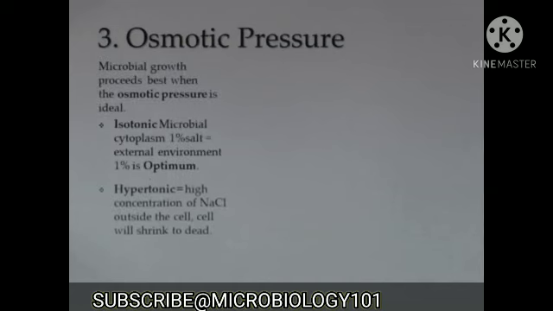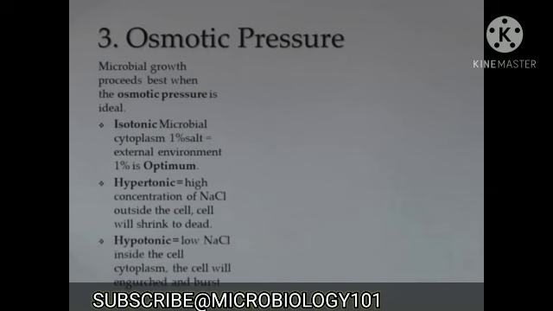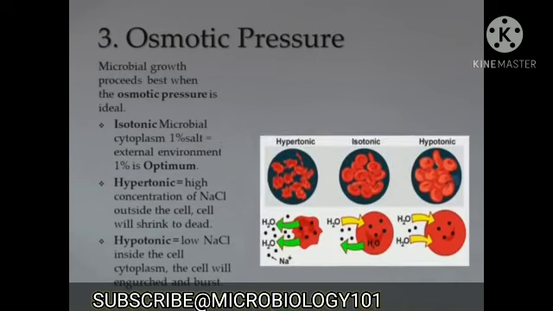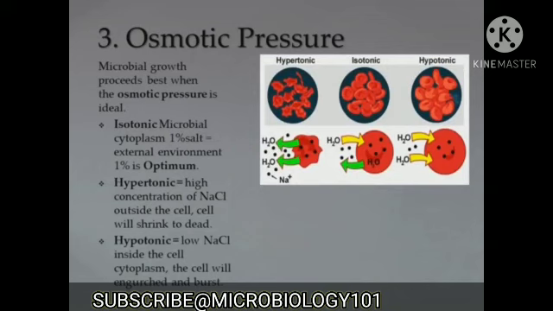Osmotic pressure. Microorganisms are not very tolerant to sodium chloride because of its concentration and tonicity. At an optimum equilibrium concentration of sodium chloride, certain microorganisms survive and do well. At 1% within the cytoplasm and 1% outside the cell, they maintain a condition called the isotonic condition, where there is equilibrium concentration of sodium chloride.